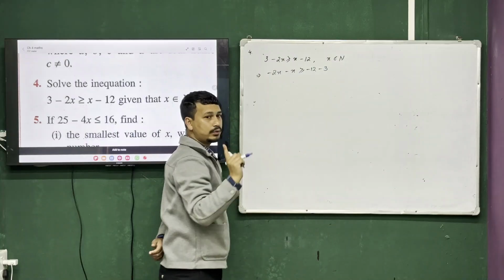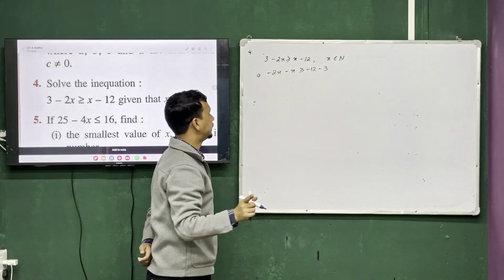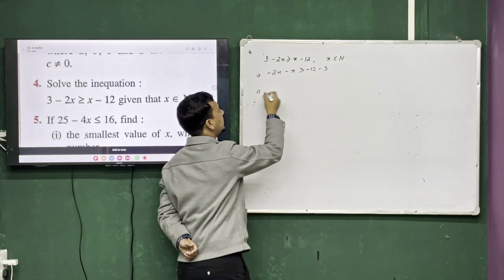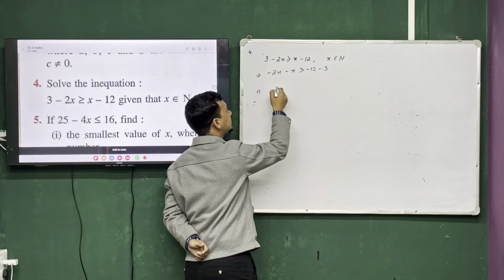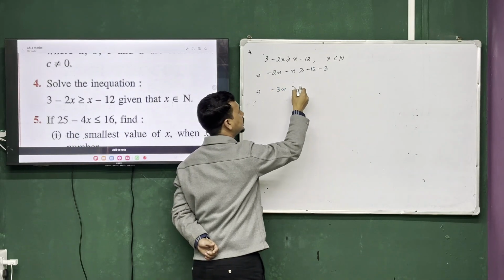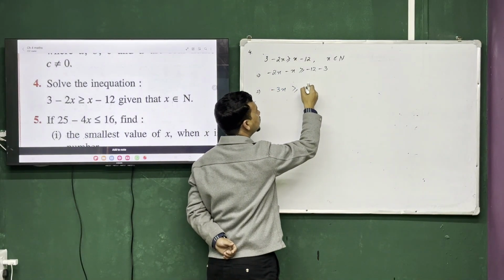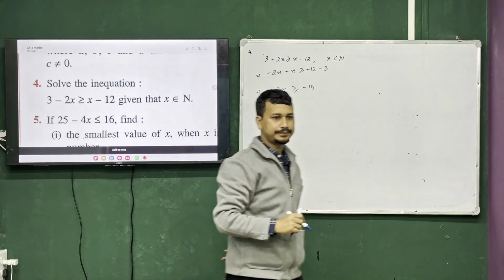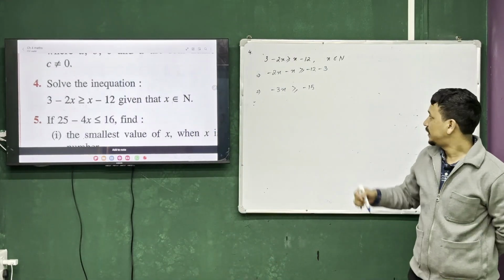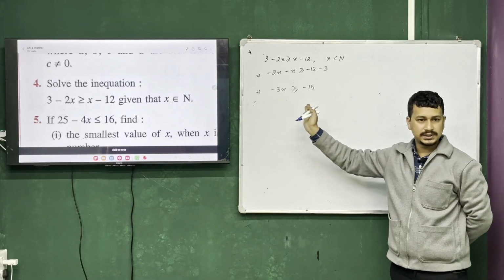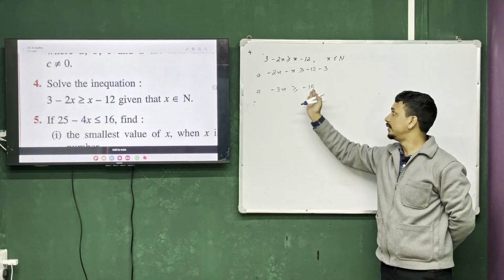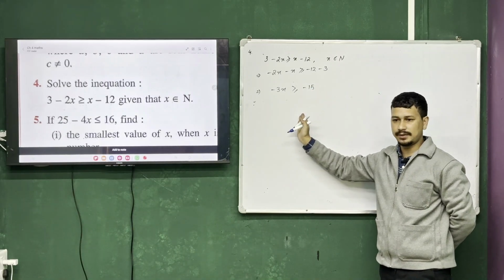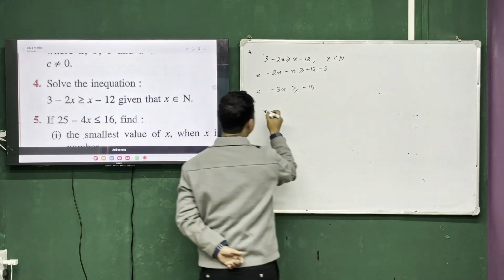Just be careful when you cross multiply or take the reciprocal. Okay. So then we have minus 2x minus x will give minus 3x is greater than or equal to minus 12 minus 3, which gives minus 15. Right? Now here generally we cancel the minus on both sides, but please don't take shortcuts for this chapter. So what should be our next step?